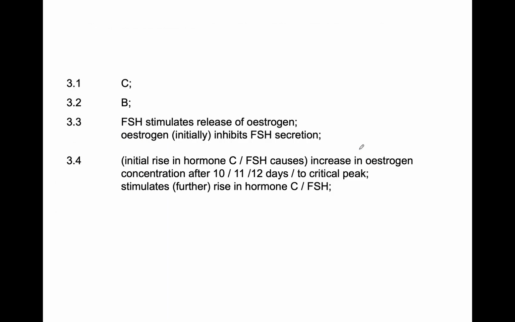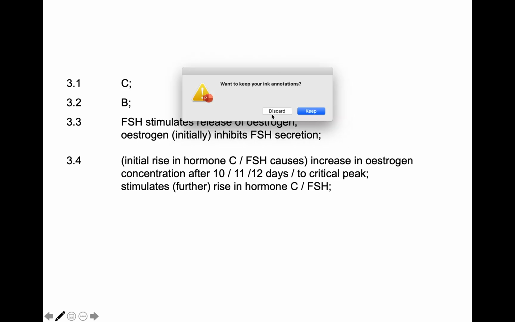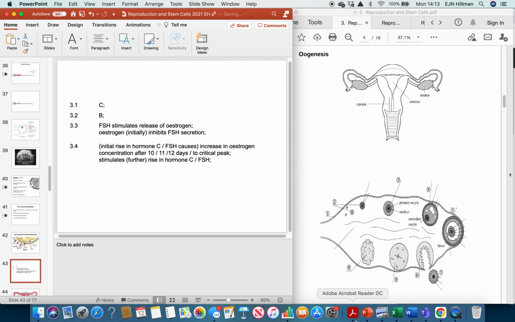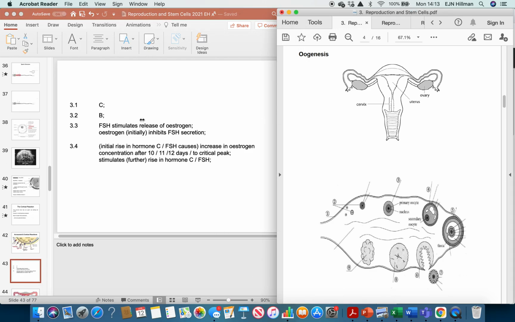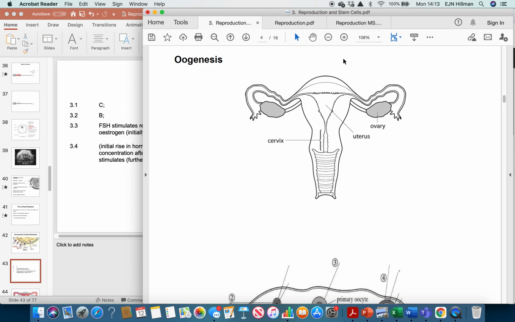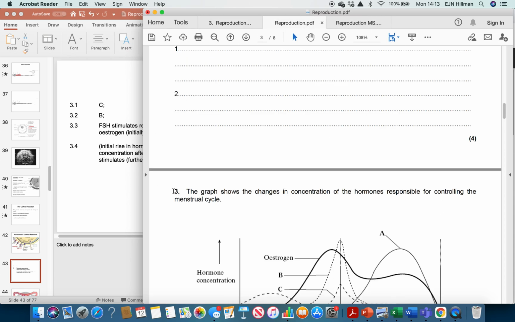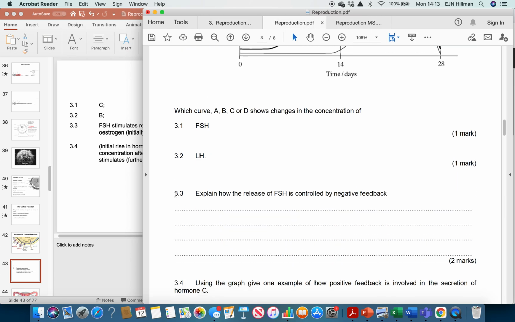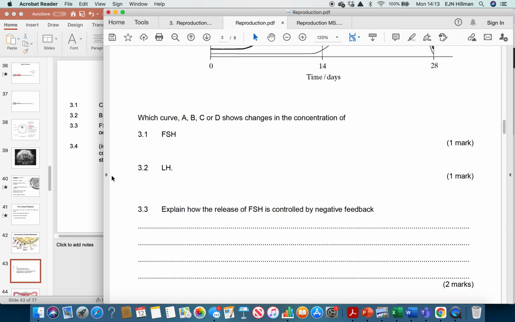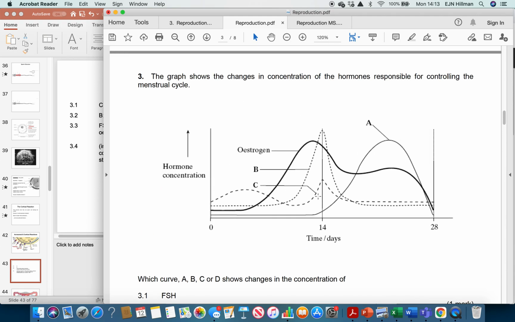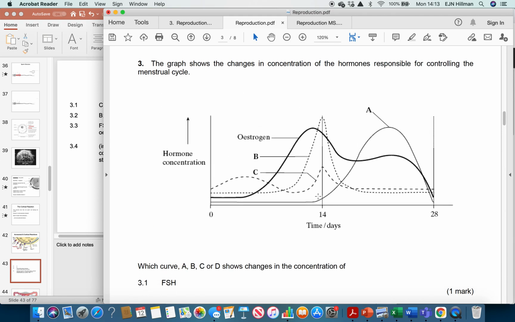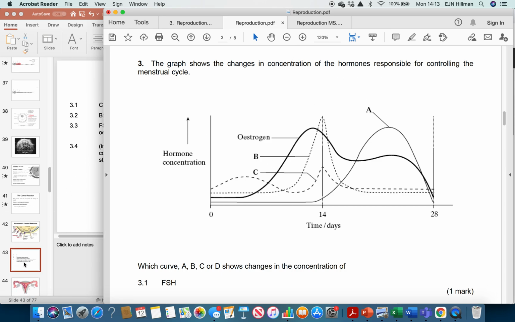Question 3 in your question booklets now, you might want to have a look at that one. So if we have a look at question 3, I want to pause the video at this stage to look at question 3. Here. So first we have this graph showing the concentration of hormones responsible for the control of the menstrual cycle.